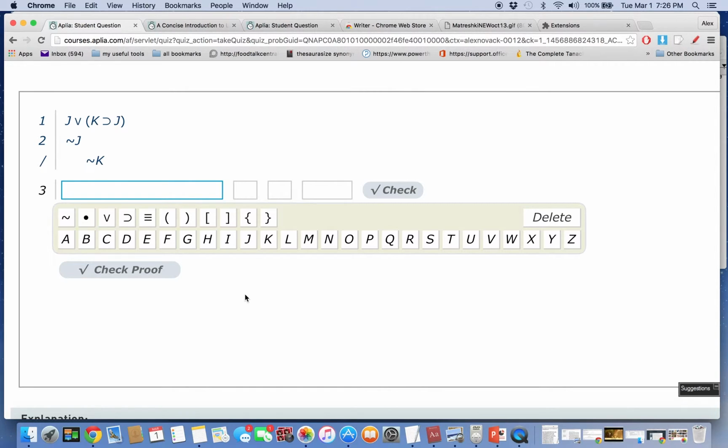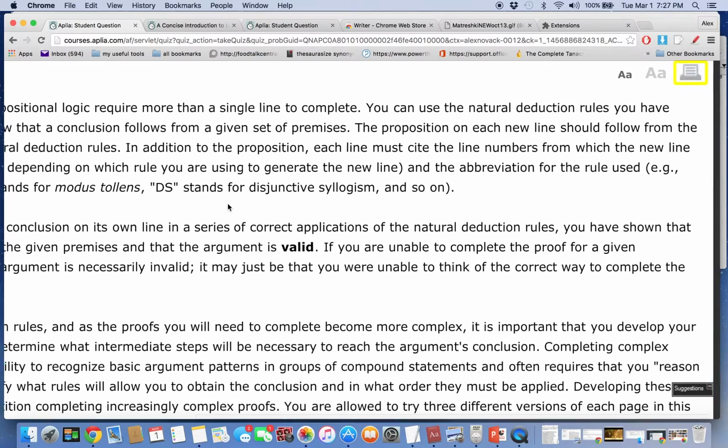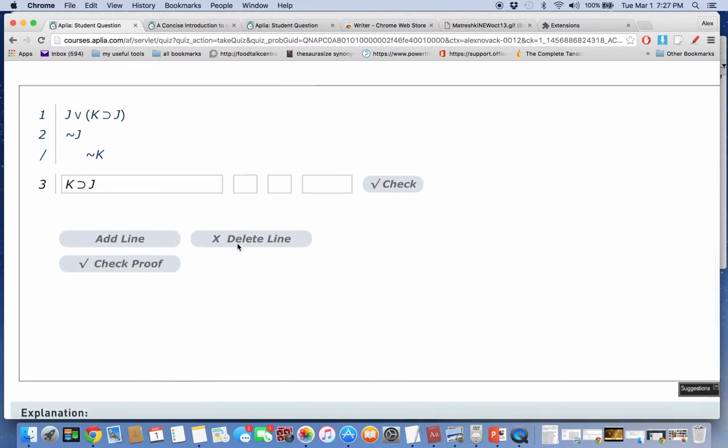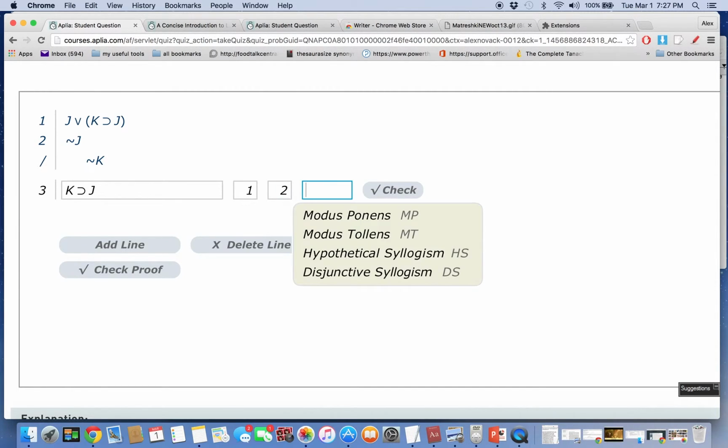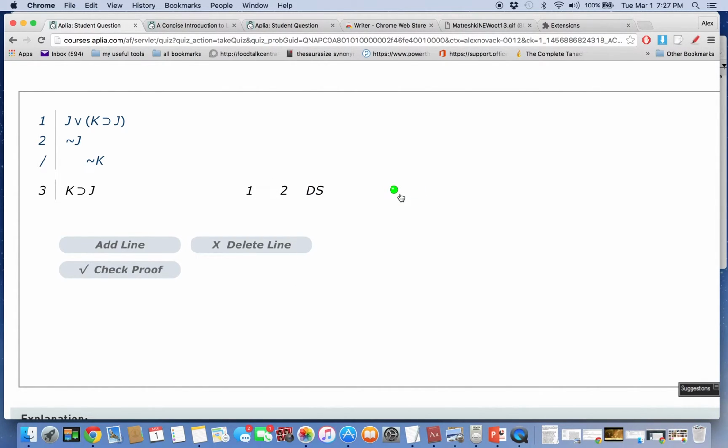So that means the offspring, remember the offspring by disjunctive syllogism is whatever's on the right side of that main operator wedge, in this case K horseshoe J, all of that becomes the offspring, K horseshoe J. We got that offspring from line number 1, and the parent on line number 2, and the rule is disjunctive syllogism. Green light. All right, all systems go.